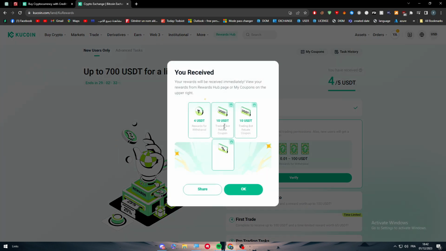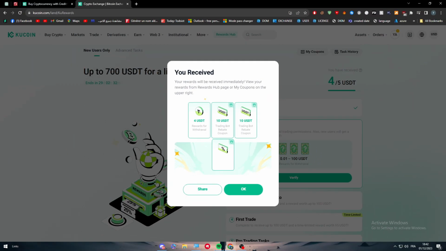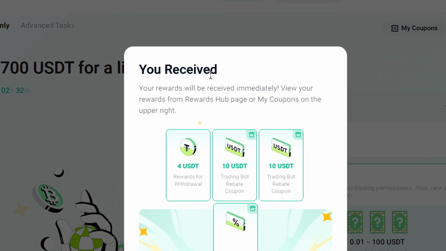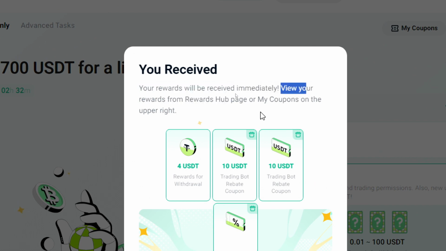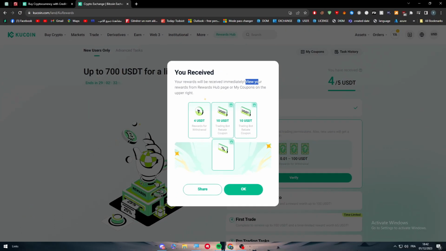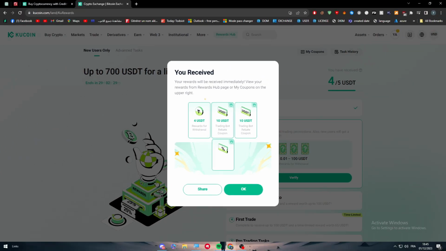So basically here they will give you rewards as long as you are verifying your account, signing up and doing stuff. So for example, here I got this reward. Rewards will be received immediately via rewards from rewards hub page or my coupons on the upper right. So this is basically the rewards that I got. So here I got other stuff as 10 USDT trading bot rebot coupon. I got 10 other USDT, so in total I have like 20 and 4 rewards for withdraw. So I can withdraw like 4 USDT, and the other 20 is basically for fees.